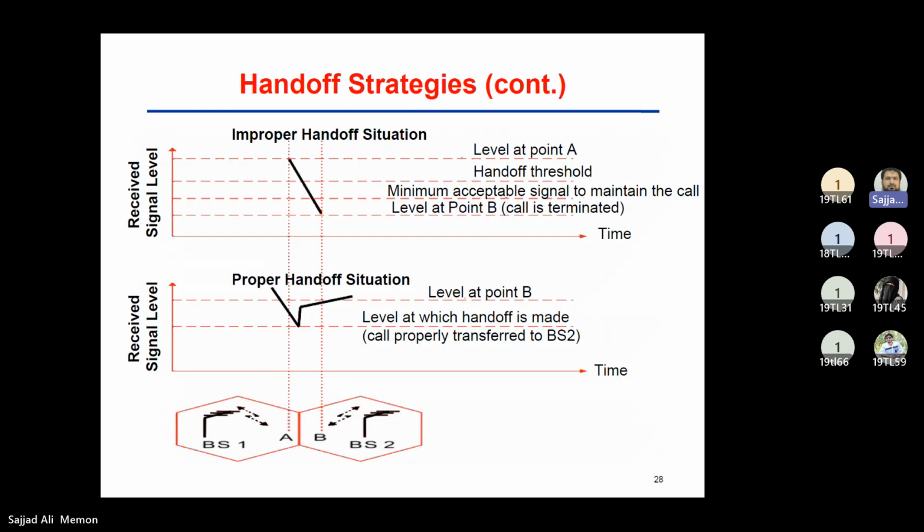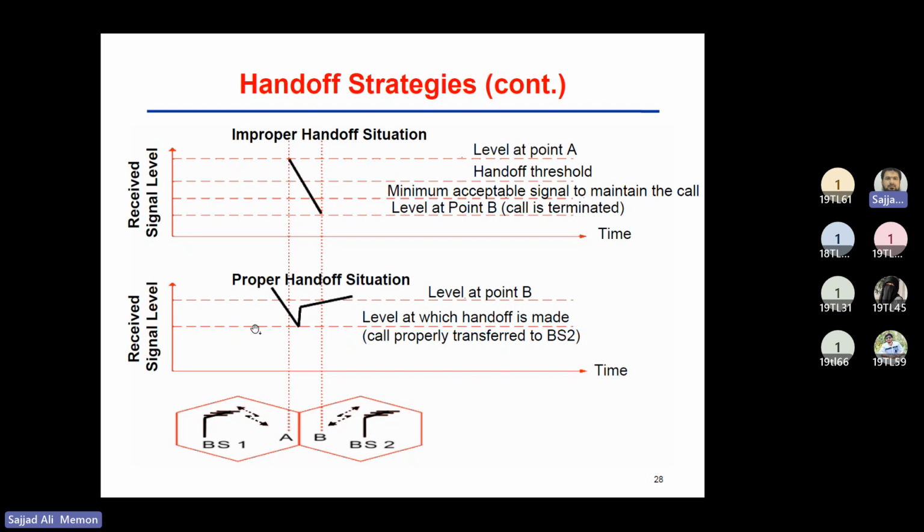So in this figure, we have two figures. One is shown between the power levels of the two base stations, base station 1 and base station 2. A and B points are shown, the level at point A and the level at point B. In the second figure, you can see we have a proper handoff situation where a user is moving away from base station 1 and towards base station 2, and it is at point A. Even when it is at point A, its receive power has reduced.